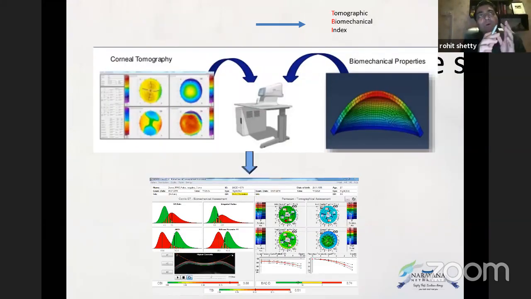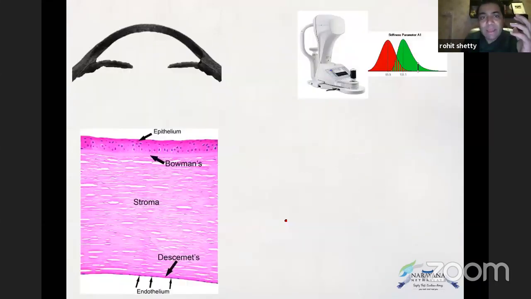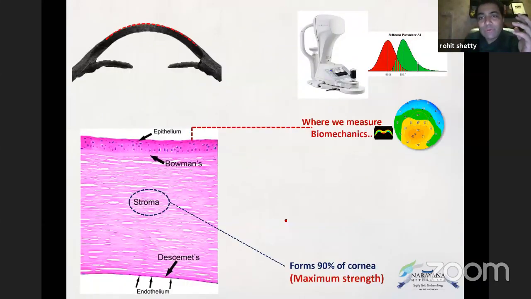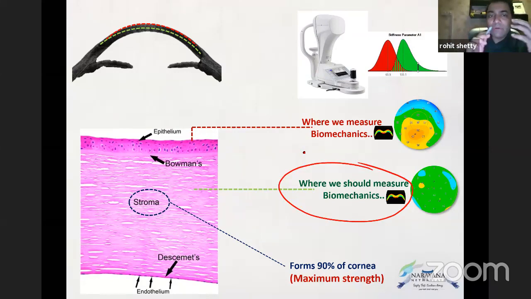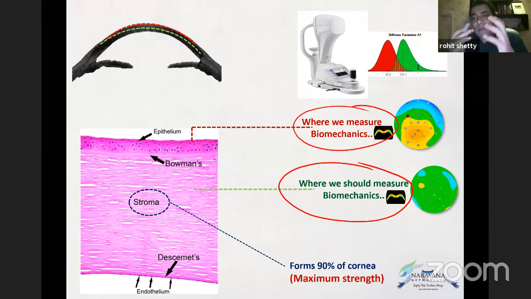Coming to the masquerade, one of the most important things in a keratoconus masquerade is linking the biomechanics. The biomechanics looks at different zones of stroma. But what really happens is many times the epithelium actually is creating confusion to the biomechanics. So we should be understanding the biomechanics more from the stroma.